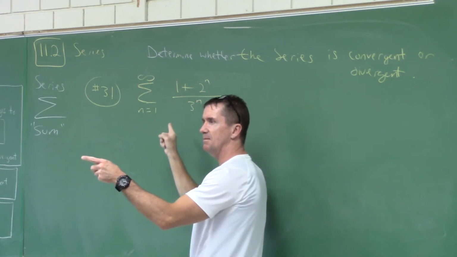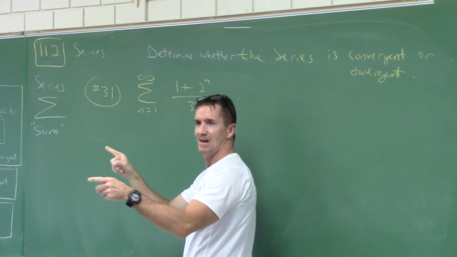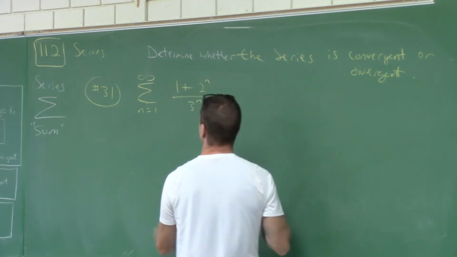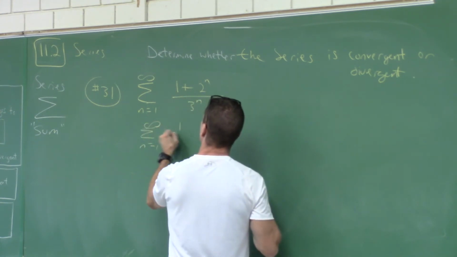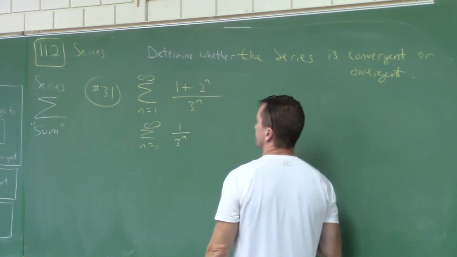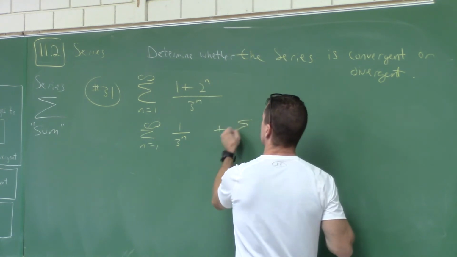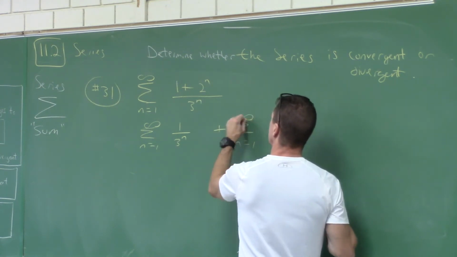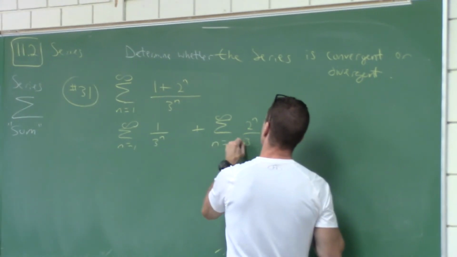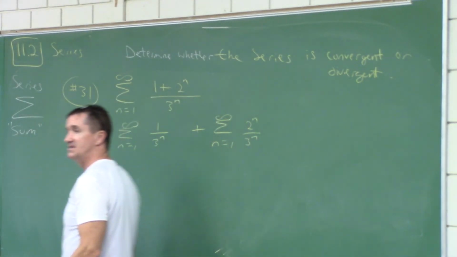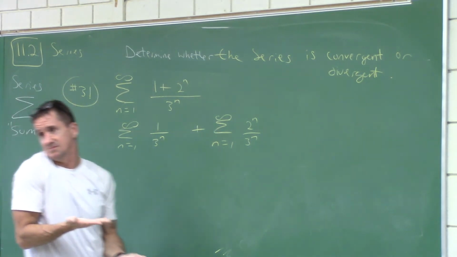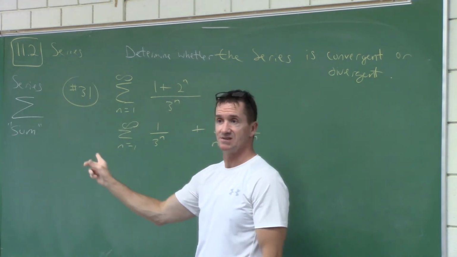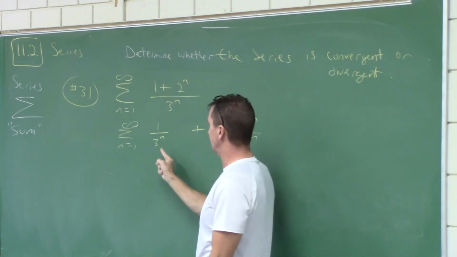Can I split this up? Let's explore that. Can I break that thing up? That's 1/3 to the n. And what's that second part? Can I think of the problem like this? Is this a geometric series? Are both of those exponential? Sure, they just have different ratios. But they're both geometric series if I split this thing up.